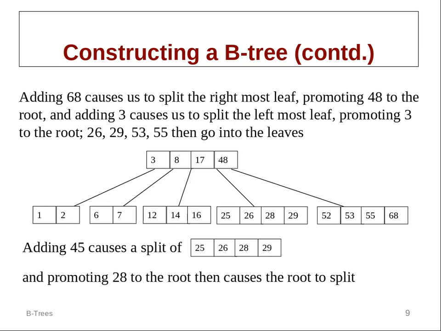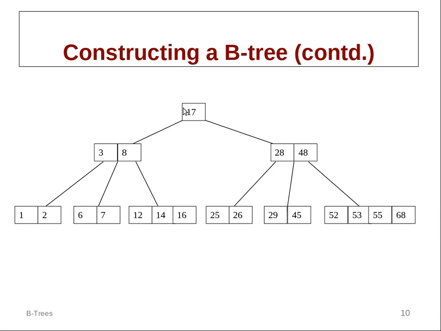Adding 45 causes a split of this, and promoting 28 to the root would cause a split of the root. In other words, because 45 is less than 48, it would go here. We'd have to promote 28, but then 28 would make this guy too big, so then we'd have to promote it again and make a new root. And it would look something like this.